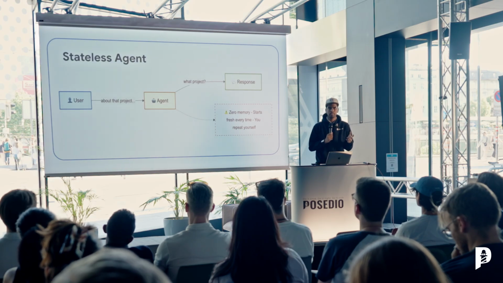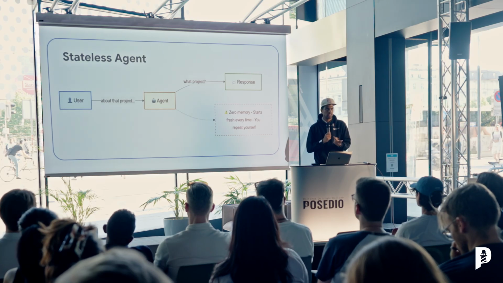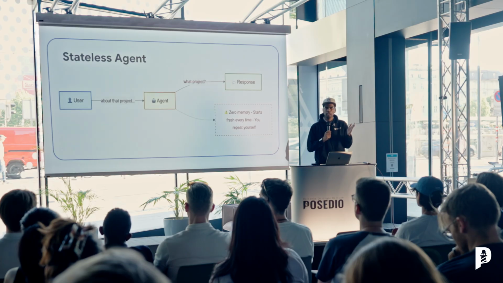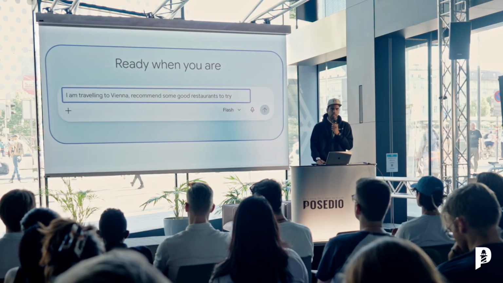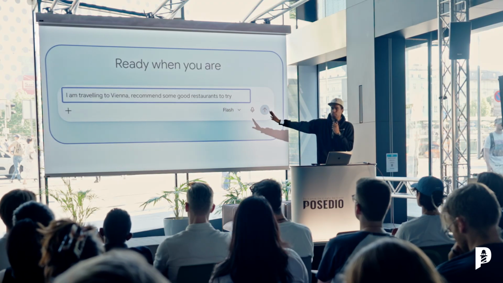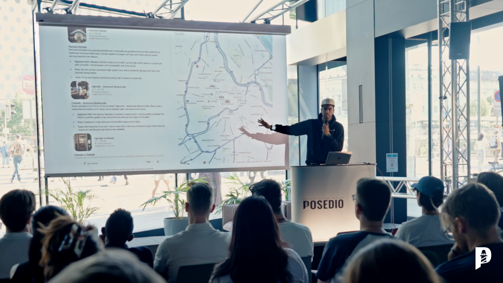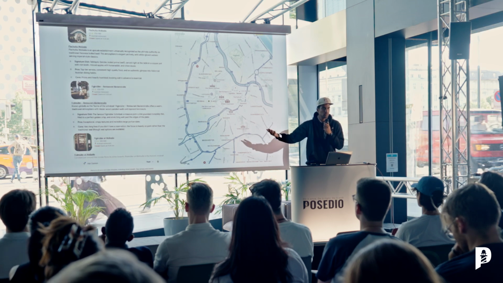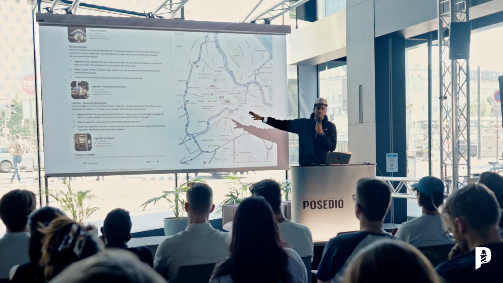When we talk about agents, there are only 2 concepts that you need to remember: a stateless agent and a stateful agent. A stateless agent is just input in and output out. For example, I'm traveling to Vienna, recommend some good restaurants to try. A simple prompt. Based on this prompt, you get very generic results. They are probably famous places with good reviews, so you get a decent response, but it is very generic. With a stateless agent, you don't provide any context. You just give your input and get a generic response.